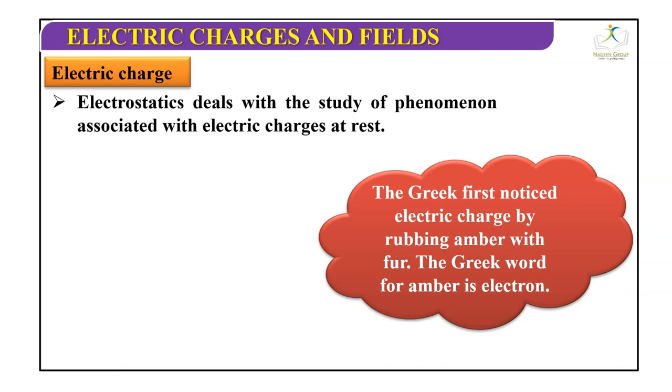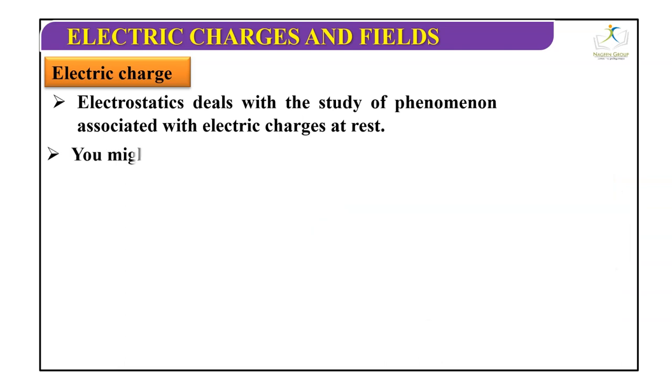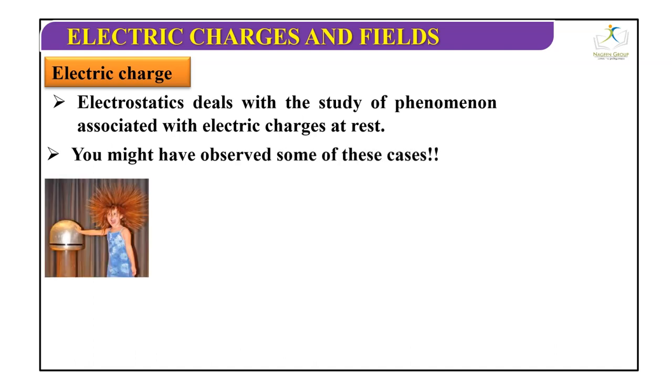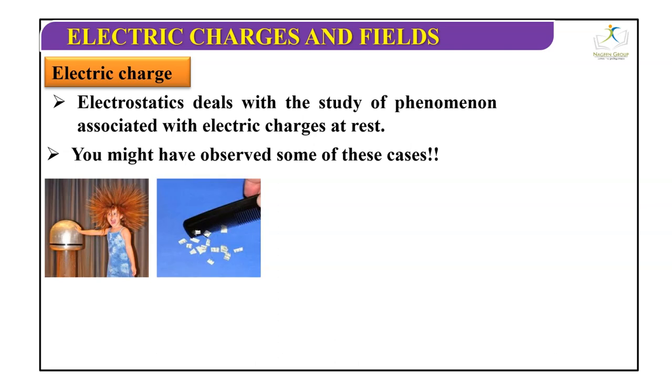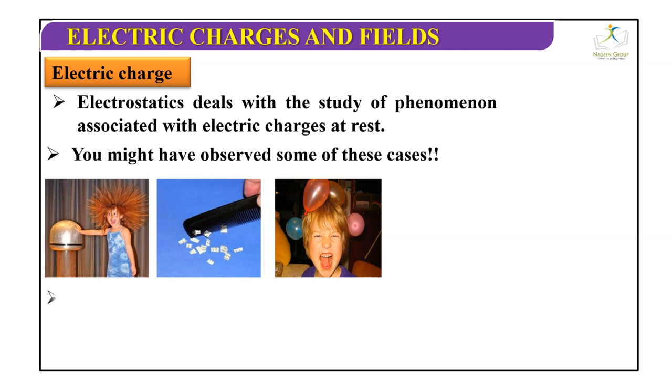The Greeks first noticed electric charge by rubbing amber with fur. The Greek word for amber is electron. You might have observed some of these cases. For example, this is a small experiment where we take a piece of paper and we see that the piece of paper is attracted by this comb. This is the balloon experiment. So what exactly is happening in all these cases?